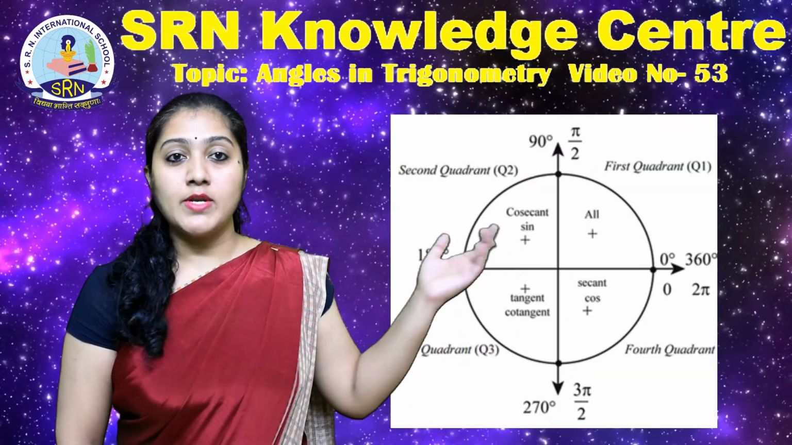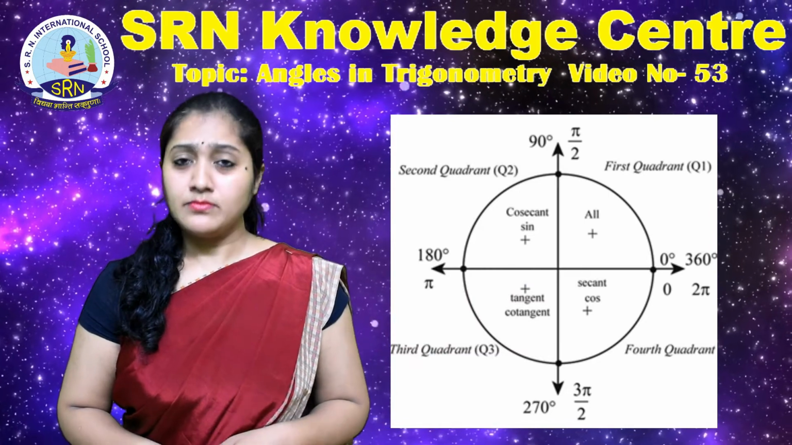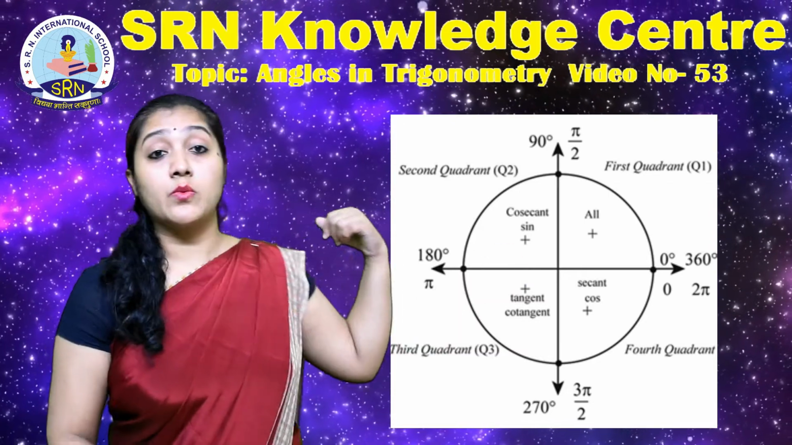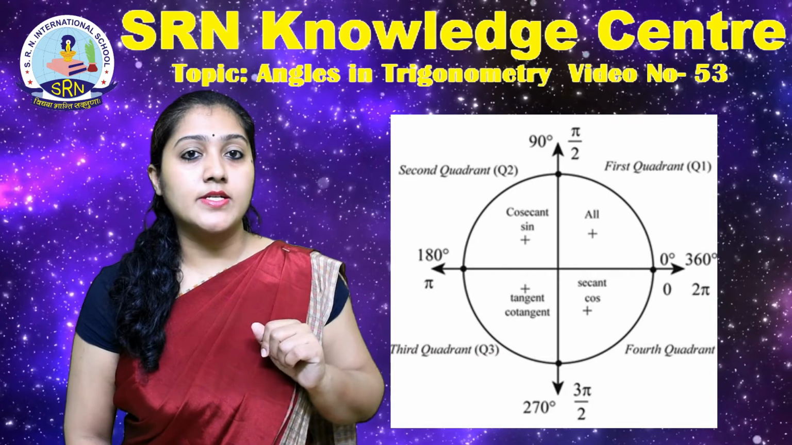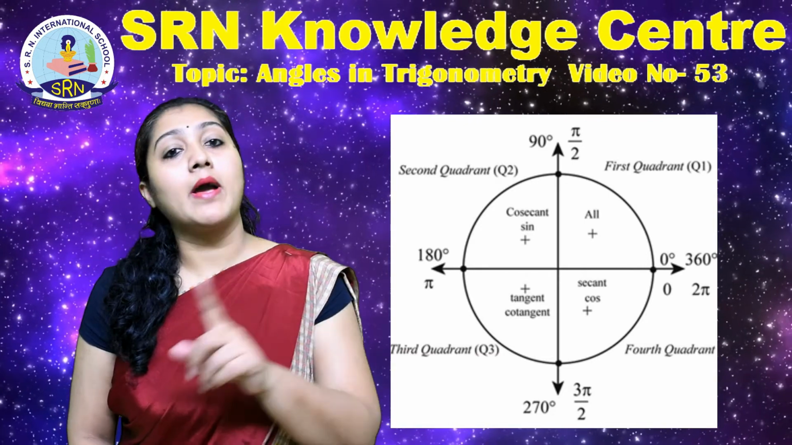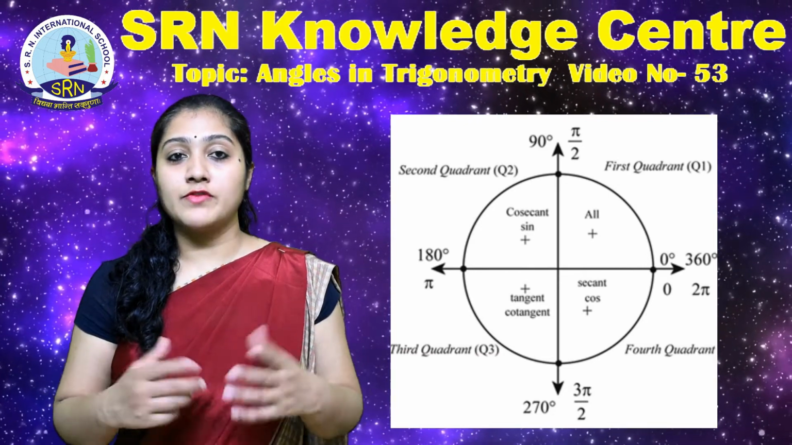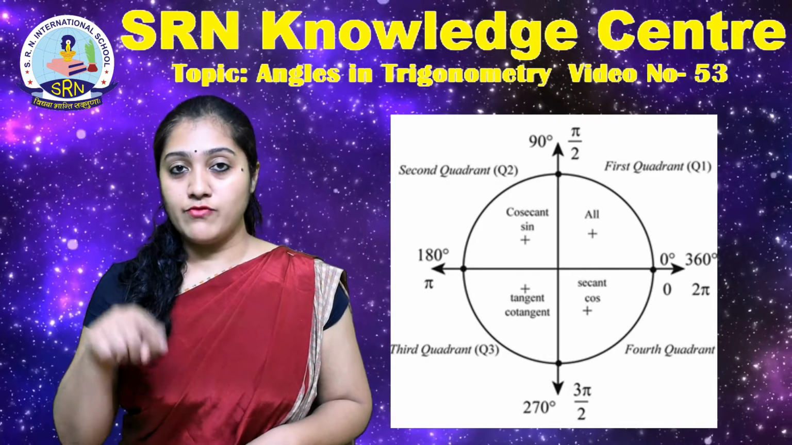Some of the very common angles are half circle, that is 180 degree, which is equal to pi radian. A quarter circle, that is equal to 90 degree or pi by 2 radians. Then we have 45 degree, also known as pi by 4 radian.